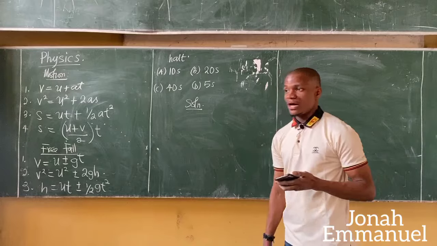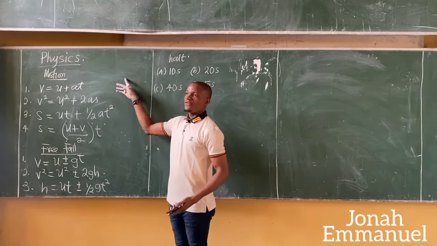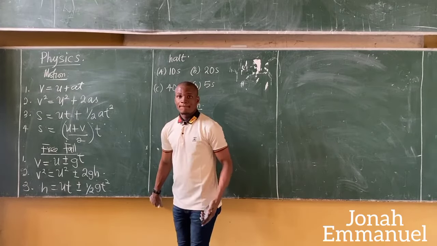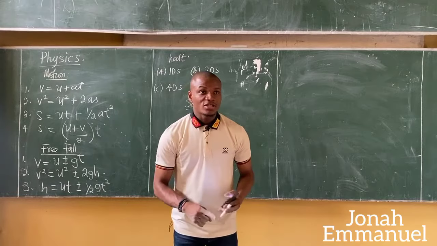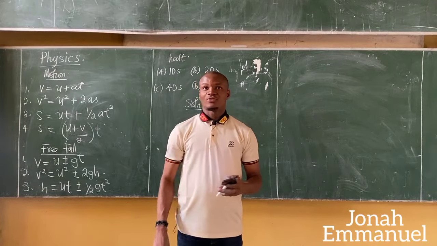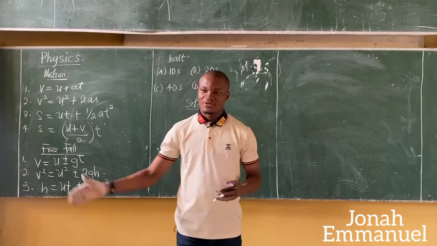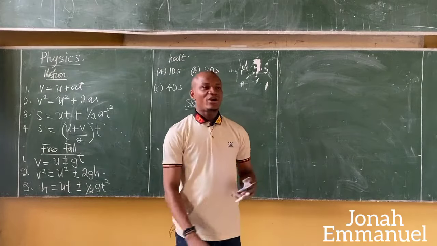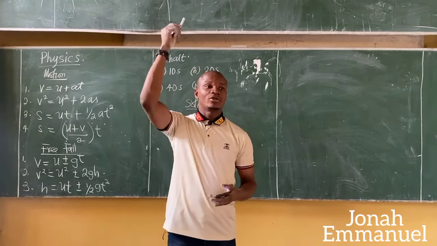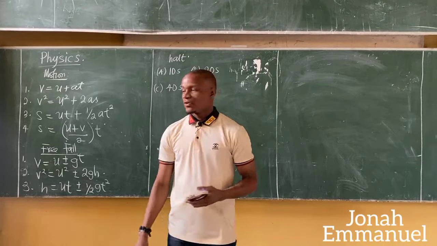Alright, let's solve this. So how do we solve that? Is it a question on uniform acceleration or free fall? The train that is moving, does it move vertically? No. Except the roller coaster, but this one is a train, so it moves horizontally. How do you identify problems on free fall? You hear a ball is thrown vertically upward or something falls downward. That's free fall.